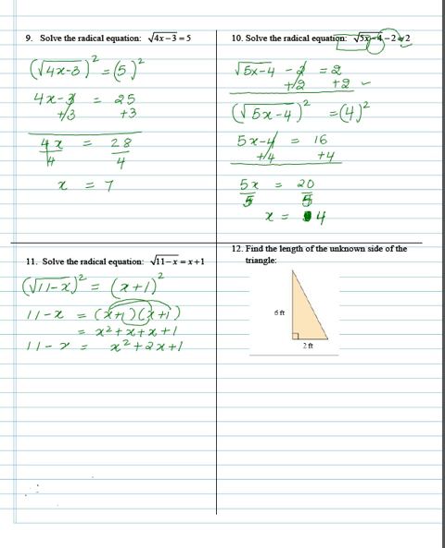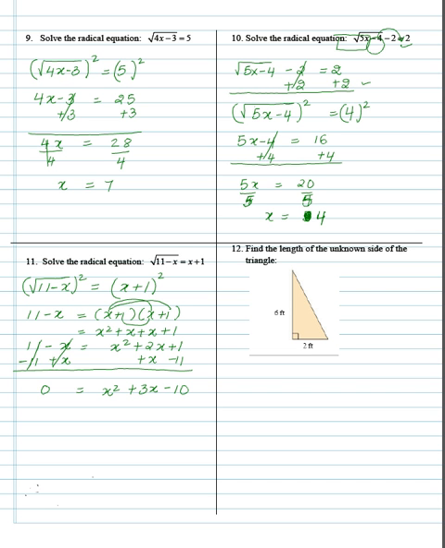And 11 minus x on the other side. Remember, I have to make sure everything is on one side. So what do I do? I subtract 11 and I add x. The x cancels, so I have 0 on this side. x squared, 2x plus x gives me 3x. 1 plus negative 11 makes it negative 10.